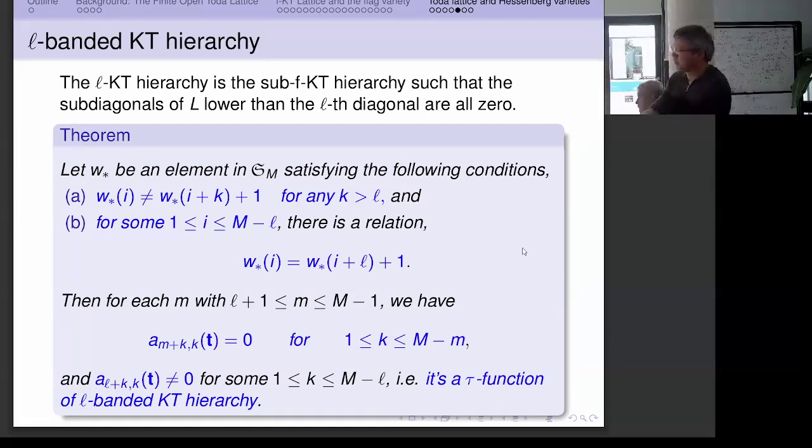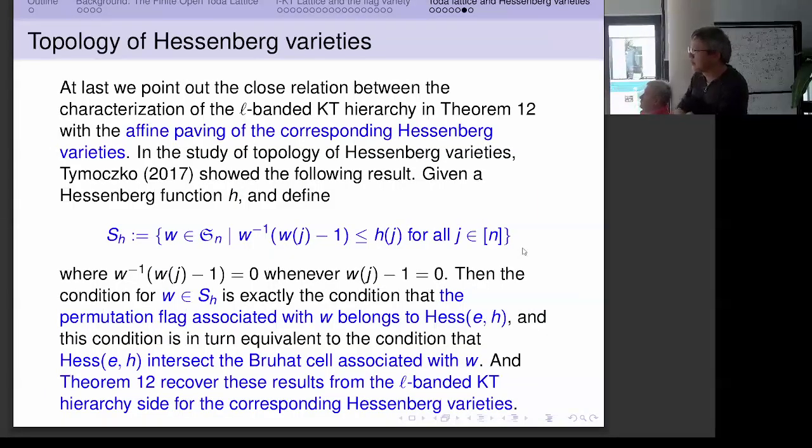But for that L, we have to have at least one that's equal. And then we know from the explicit formula the other elements below the L diagonal are 0. So it's an L-banded solution. With that, we can just match this result with the other result from the other side, the Hessenberg variety.